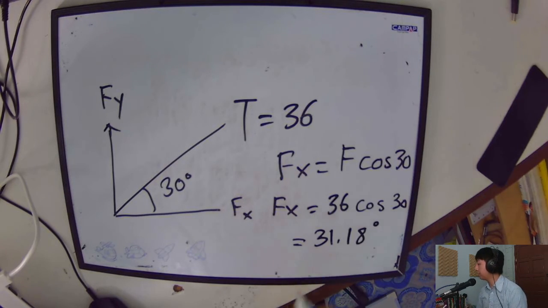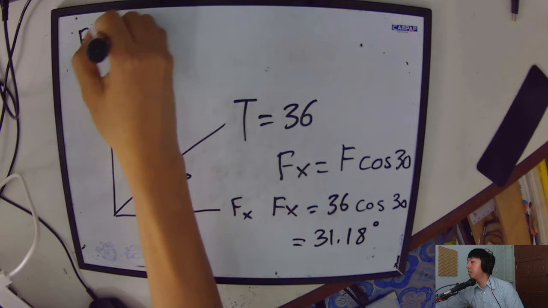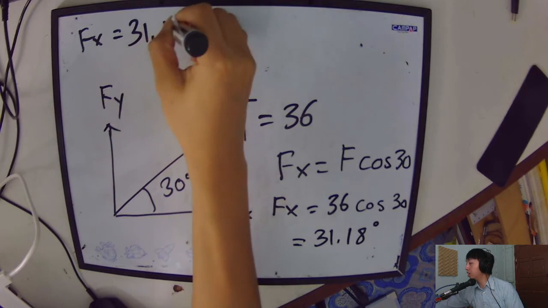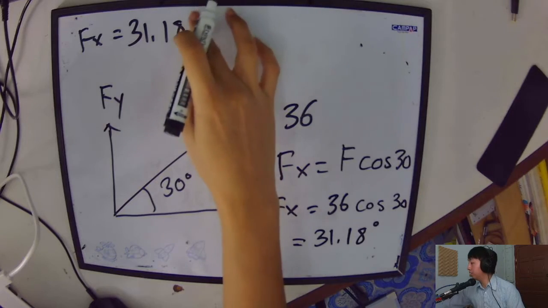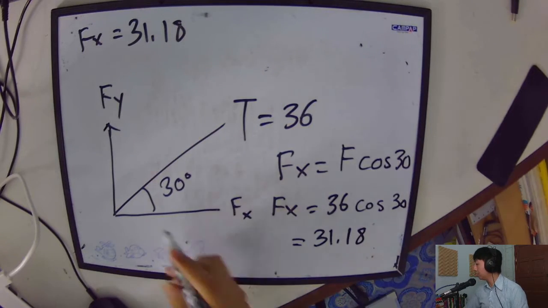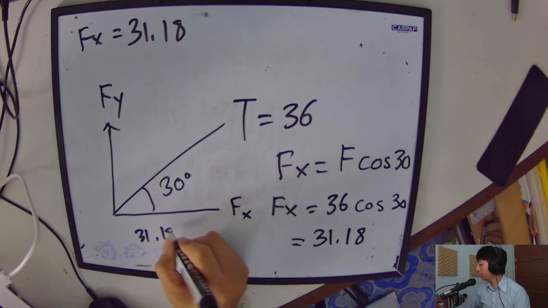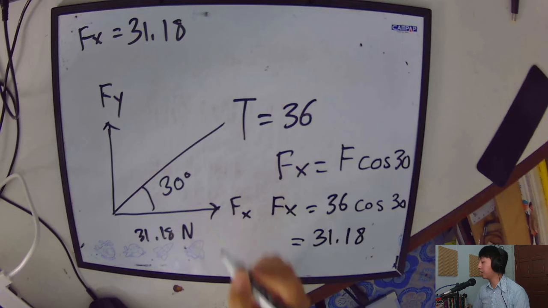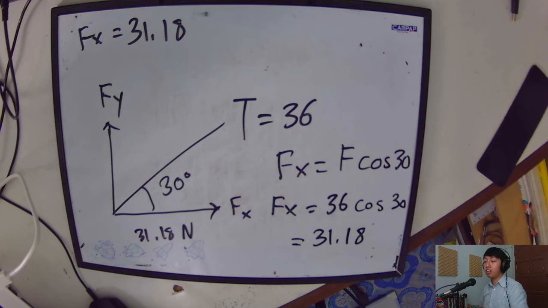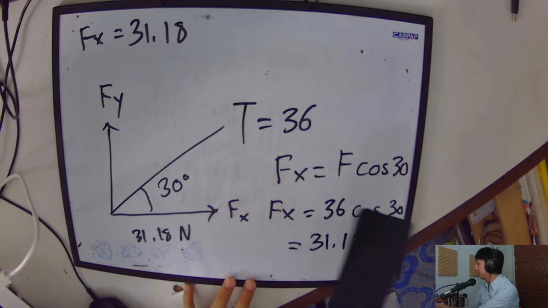So anyway, 31.18. So that's Fx. Let's write it down. So Fx equals 31.18. It shouldn't be degrees. So 36 newtons in this direction, and here is 31.18 newtons. Radian is used perhaps in another topic. I forgot what topic it was. It's been a while.